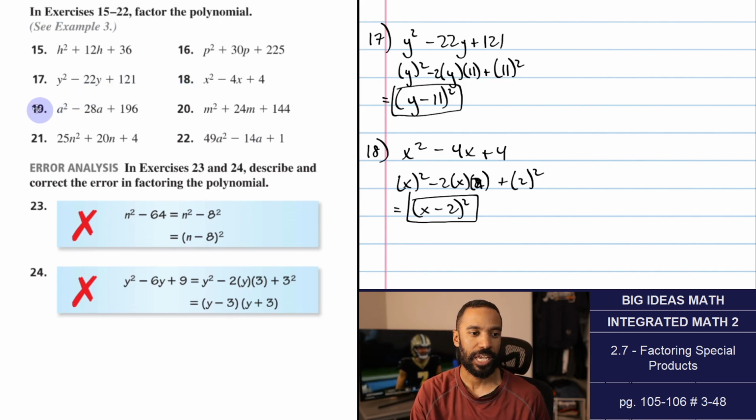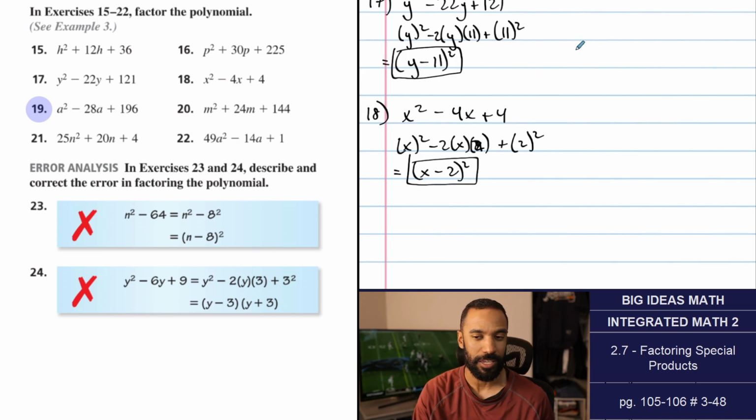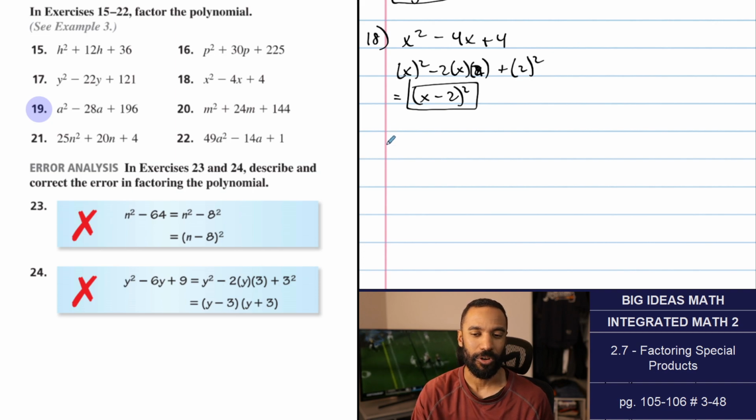I can't wait till I'm out of this section and we run into a perfect square trinomial to go, see, I know what it is, and I'm going to beat you to the punch. That's going to be the goal on those.